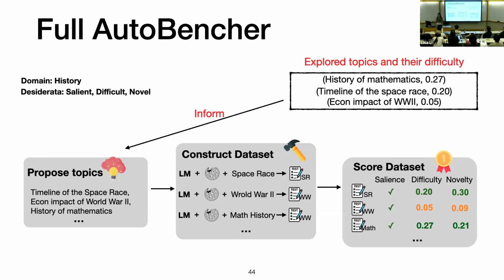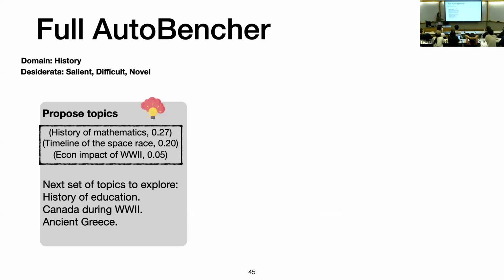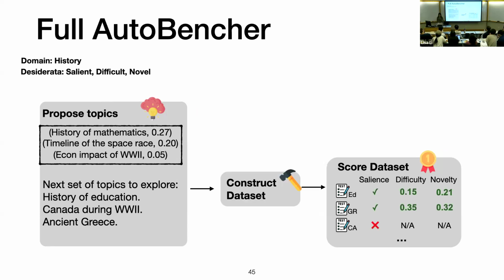And then we gather a trajectory of topic, difficulty scores to inform the next iteration of AutoBencher proposal. So for the next iteration, when we are proposing the new topics, we use this trajectory to inform the language model about what topics are more likely to be difficult for the test taker models. And then the language model will propose new topics. It can steer towards the topics that are more likely to be difficult. For example, empirically, this is what happened.